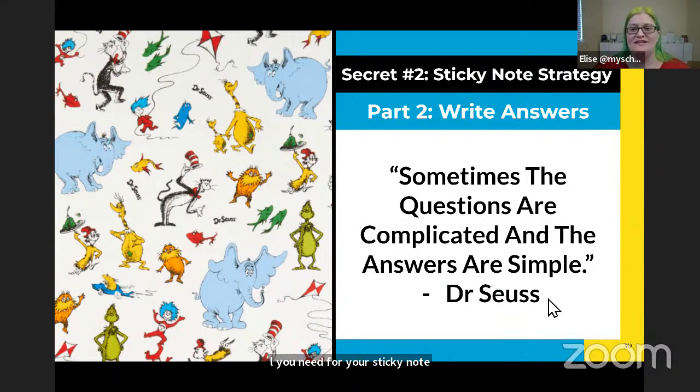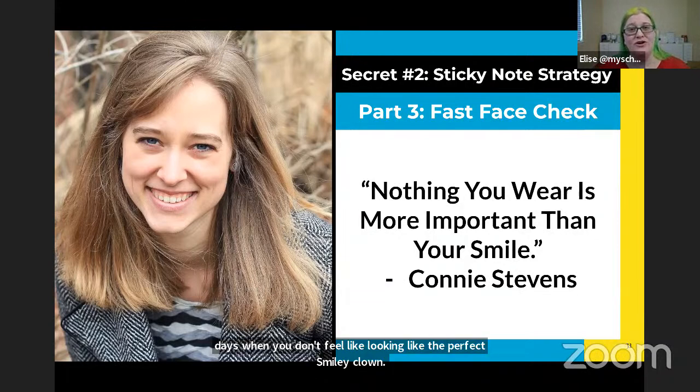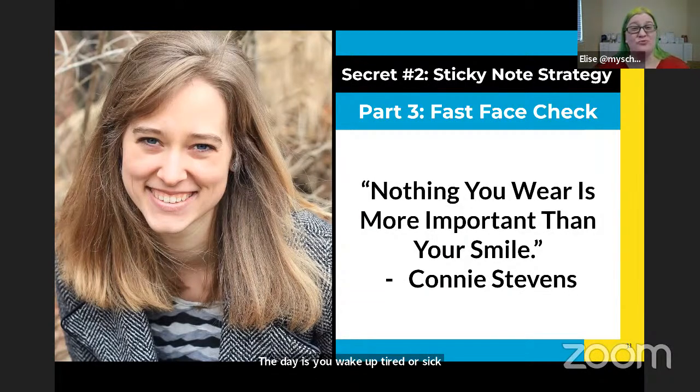Part 3 of the sticky note strategy is all about those days when you don't feel like looking like the perfect smiley clown. The days you wake up tired or sick and not pretty or beautiful, and you want an excuse not to hit record. We all have those days, even me. In fact, I recently suffered from a migraine 3 days in a row and then had a stomach flu. And I will tell you what, I did not want to record.